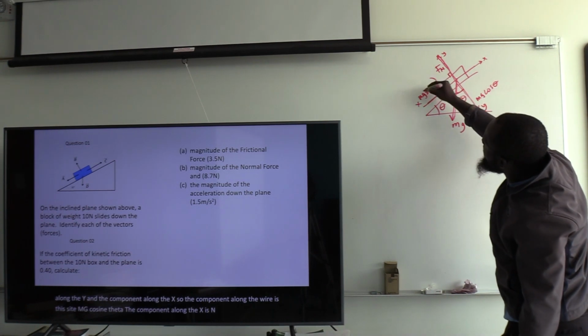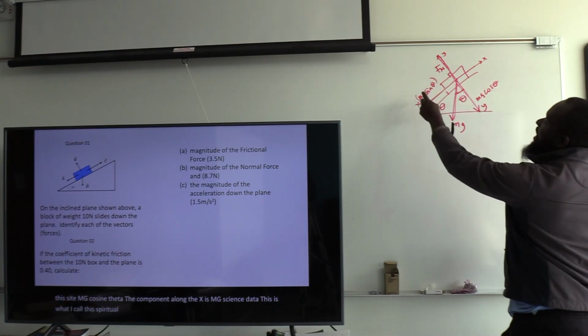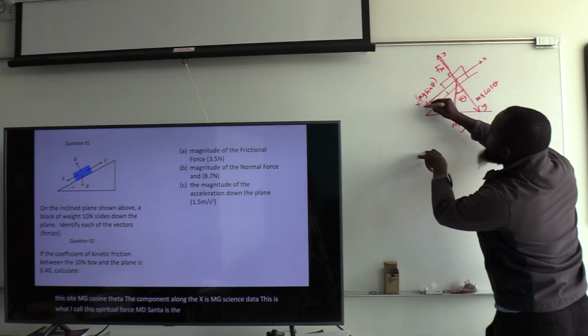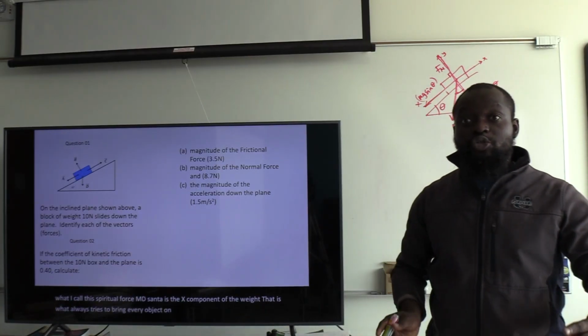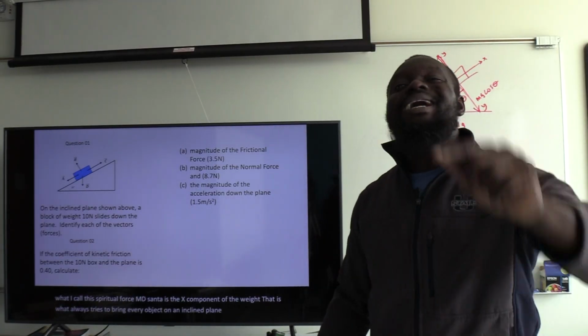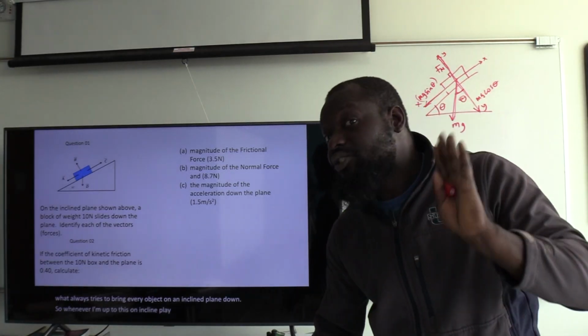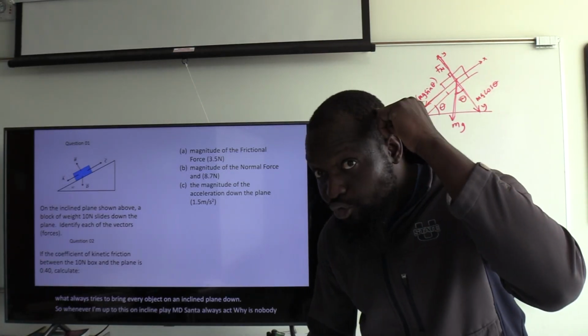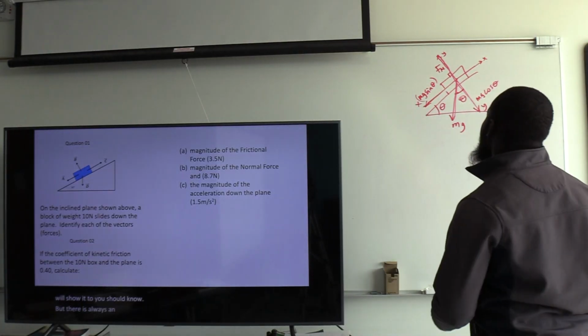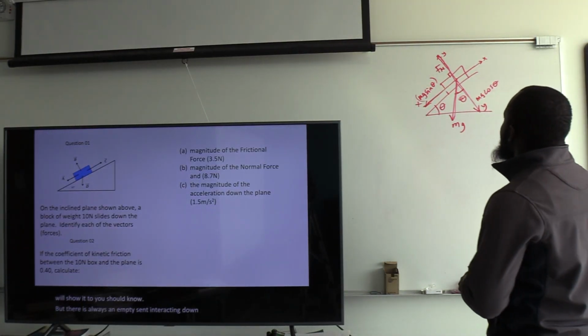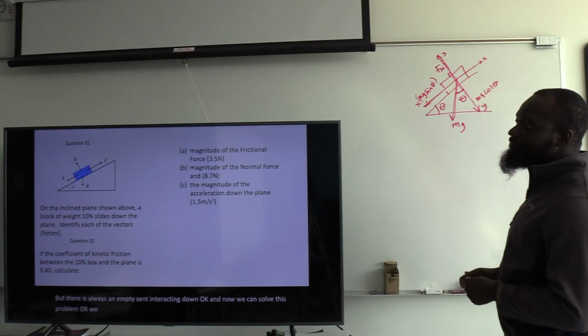This is what I call the spiritual force. Mg sine theta is the x component of the weight. That is what always tries to bring every object on an inclined plane down. So whenever an object is on an inclined plane, mg sine theta always acts. But nobody will show it to you. You should know that there is always an mg sine theta acting down, okay? And now we can solve this problem.